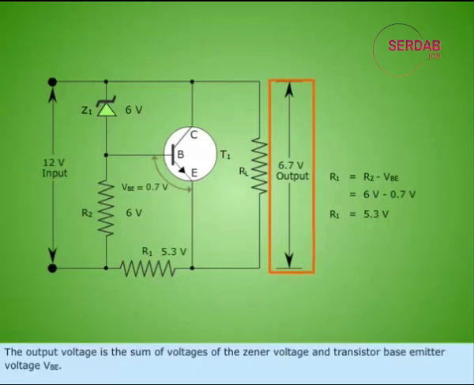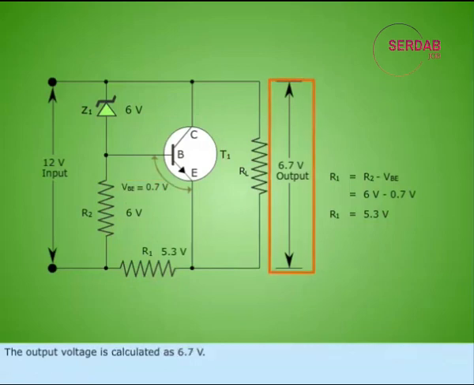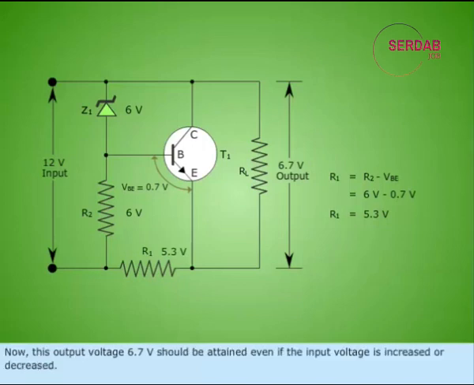The output voltage is the sum of voltages of the Zener voltage and transistor base emitter voltage V sub BE. The output voltage is calculated as 6.7 volts. Now this output voltage, 6.7 volts, should be attained even if the input voltage is increased or decreased.